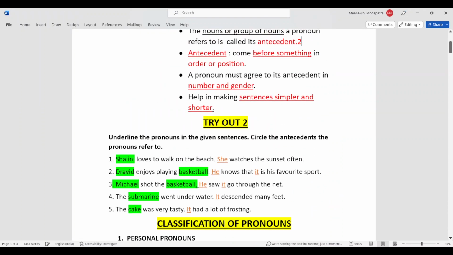Now, children, we come to the end of this chapter, pronouns. I hope you have understood clearly the concept of pronouns, the different kinds of pronouns, and how to use which pronoun where.